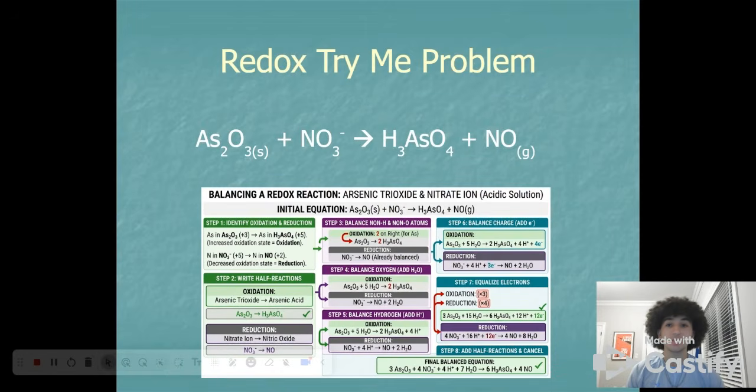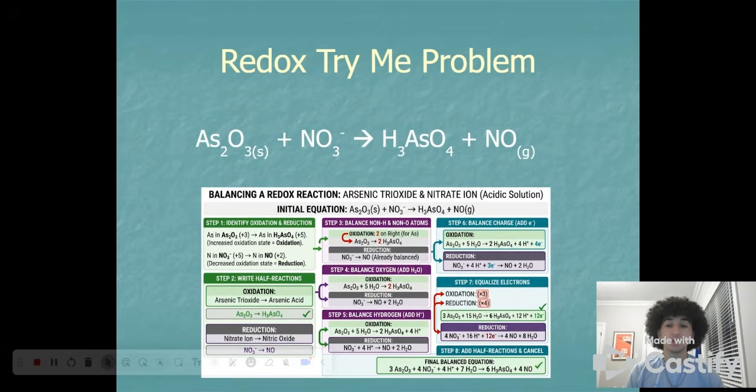Step 6 is to balance the charges by adding electrons. For the oxidation, the left charge is 0, the right charge is plus 4, so you want to add 4 electrons to the right. Arsenic trioxide plus 5 water yields 2 arsenic acid plus 4 hydrogen ion plus 4 electrons. For reduction, the left charge is negative 1 plus 4, so 3, the right charge is 0, so we want to add 3 electrons to the left. Nitrate ion plus 4 hydrogen ion plus 3 electrons yields nitric oxide plus 2 water.